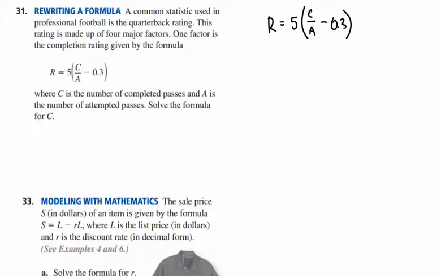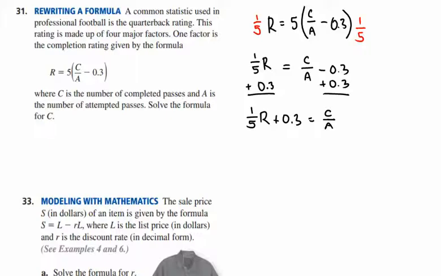Right? So the first thing I'm going to do is work with the 5, and I'm going to divide both sides by 5 or multiply both sides by 1/5, the reciprocal of 5. And so that gives me 1/5 R is equal to C over A minus 0.3. At that point, if I add 0.3 onto both sides, we'd have 1/5 R plus 0.3 is equal to C divided by A.